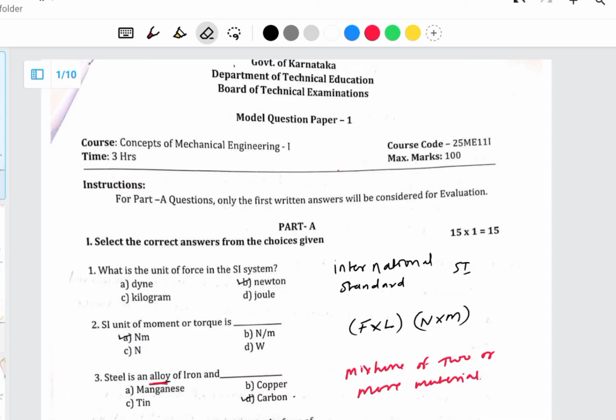This is 25 ME 11 T. This is a theory subject. Okay, this is the first one we are going to see.